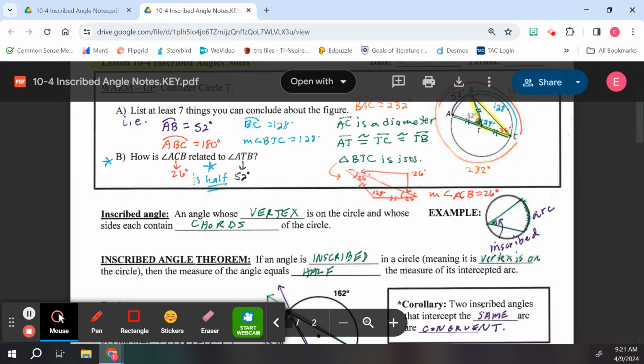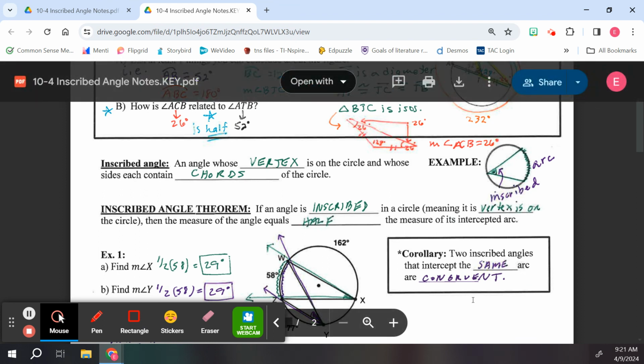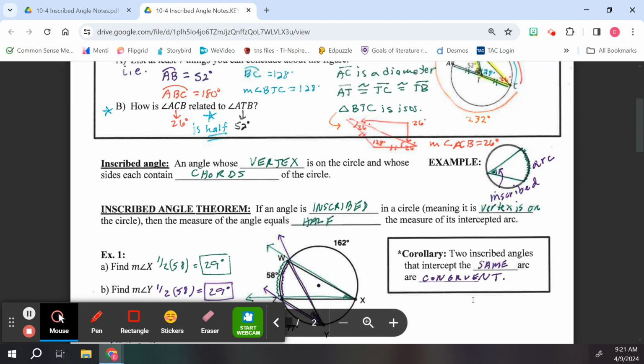We also have this corollary right here. Two inscribed angles that intercept the same arc are congruent, which would make sense. Okay? You do not have to write this down. You're going to get an example of this. But it would look something maybe like this. See how those two inscribed angles hit the same arc? They would have to be congruent because the rule still applies. Okay? Questions on this?